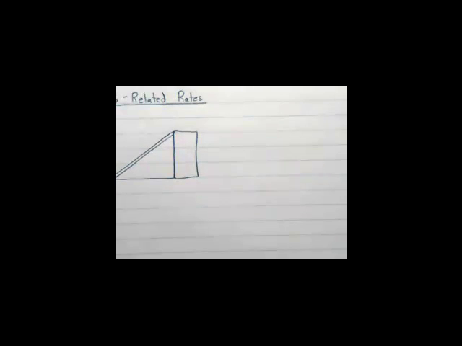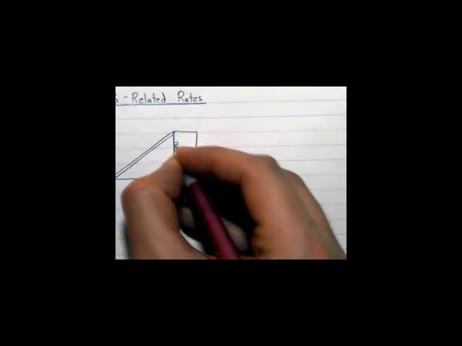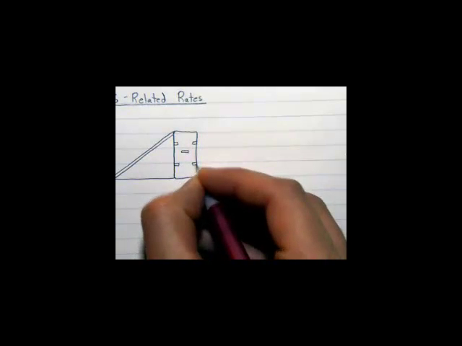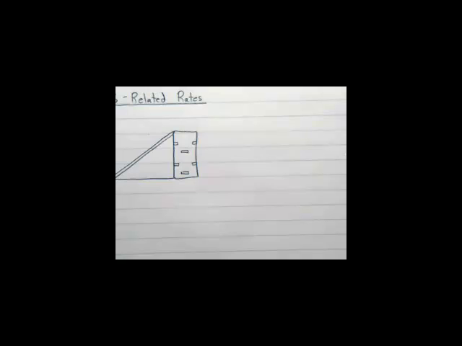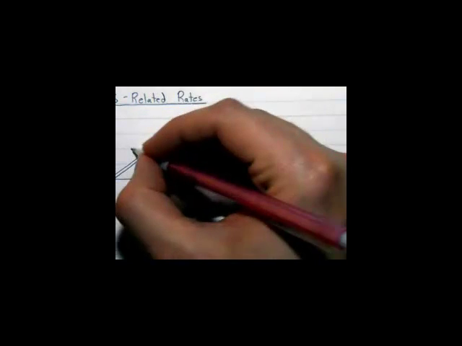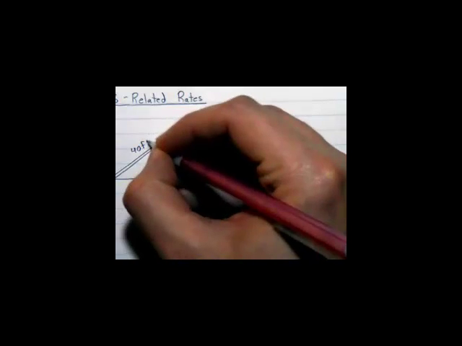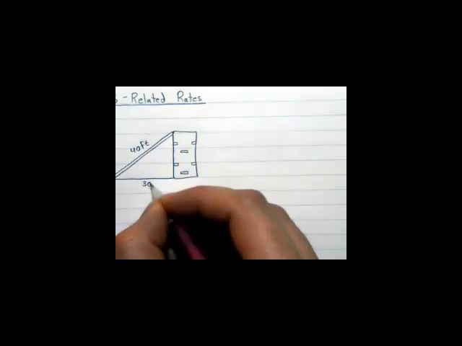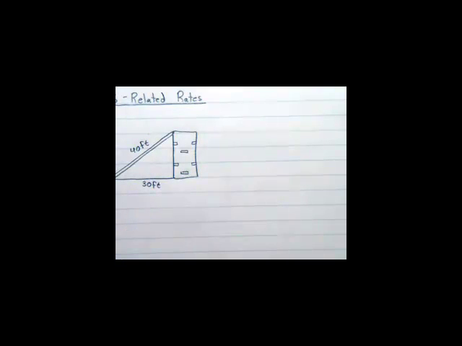So let's say we've got a ladder that's leaning up against a wall. Believe it or not, this is a classic related rate problem. So there's our little brick wall. Let's say the ladder is 40 feet long, and we place it so that it is 30 feet from the wall. And that's all we've got to go with.